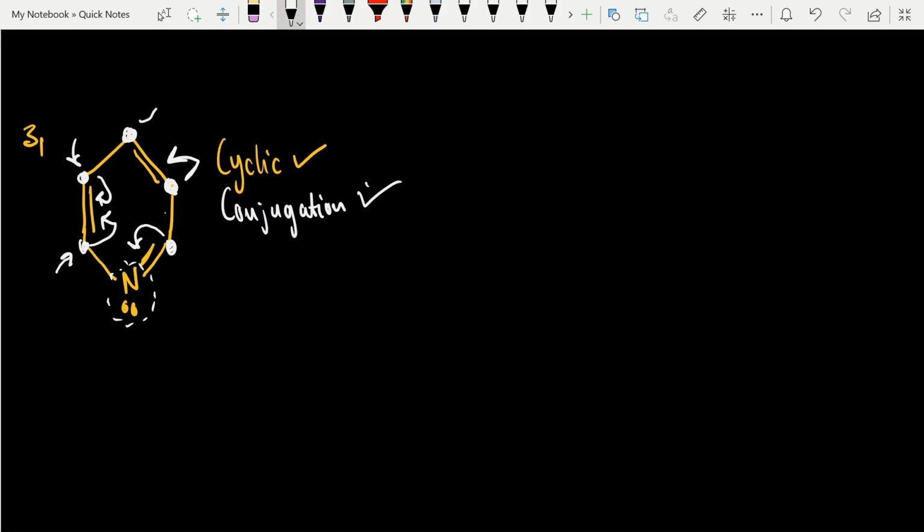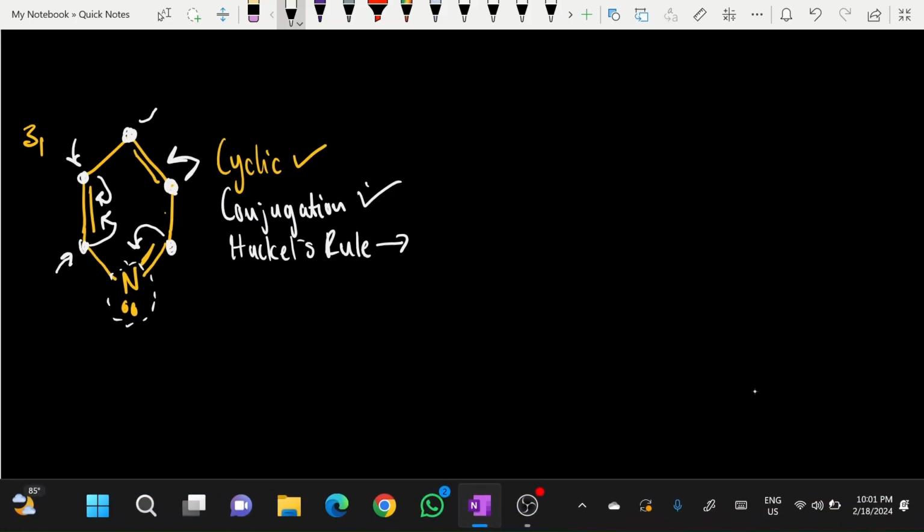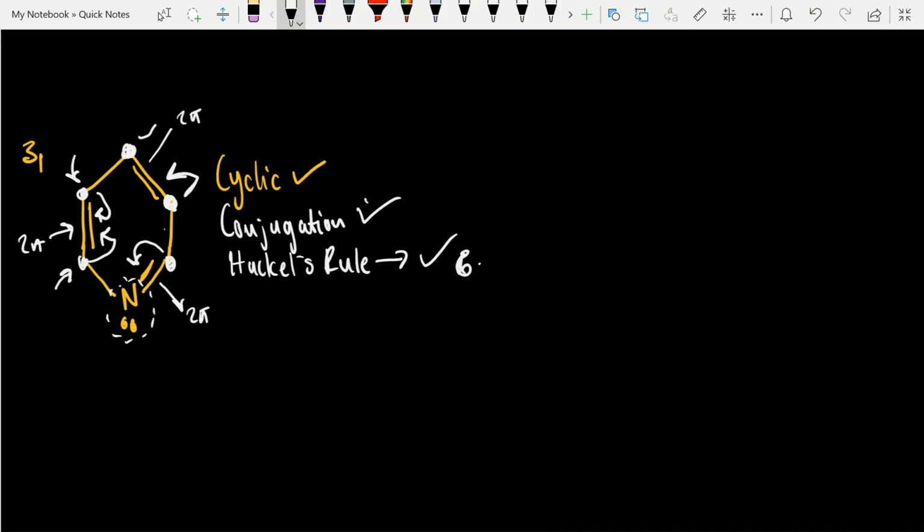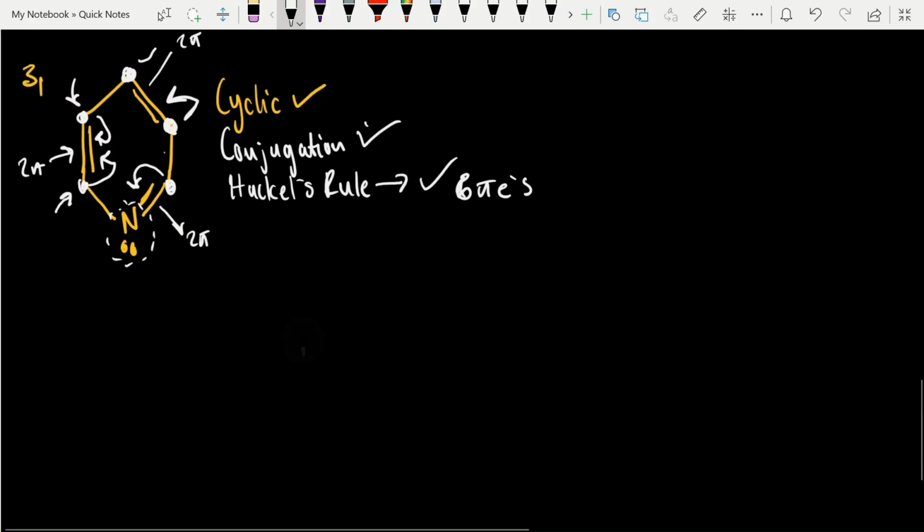The last thing now is going to be Hückel's rule. Now, what am I going to do here? All you're going to do is count the number of pi electrons. Wherever there's a double bond, how many do we have? 2 pi electrons. Then here, how many bonds do we have again? 2 pi. Then here, 2 pi, right? So that means this is going to qualify because it has 6 pi electrons. Done.